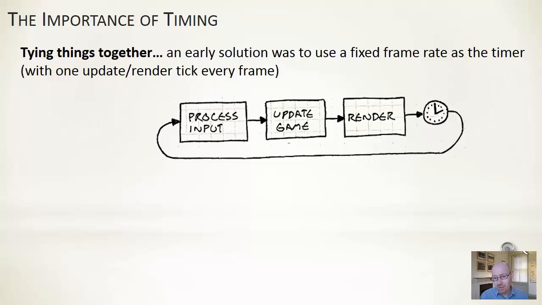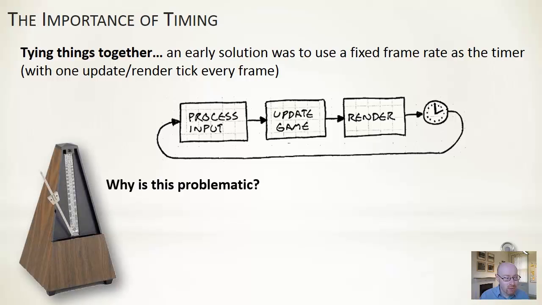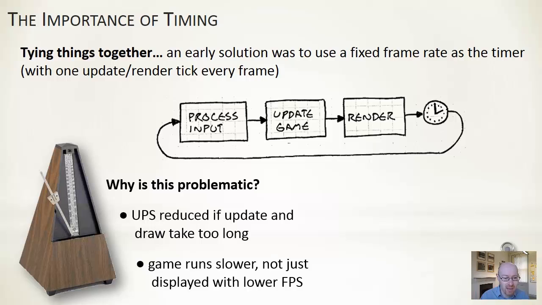The first early attempts, as you can see in the diagram here, is that you check to see what input the user provided, you update your game and you draw the game. And then you maybe wait a bit and you repeat this particular process and you iterate around that. So you have a fixed frame rate, and every once in a while you get a tick, so you set up a timer. That timer then triggers the process, update and render. It seems perfectly sensible.